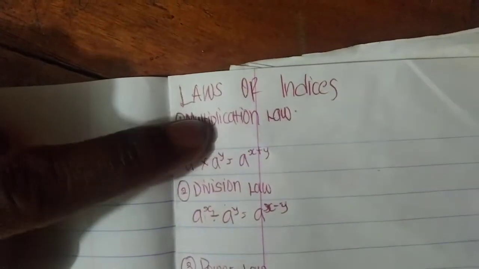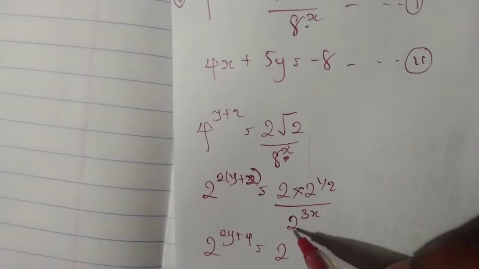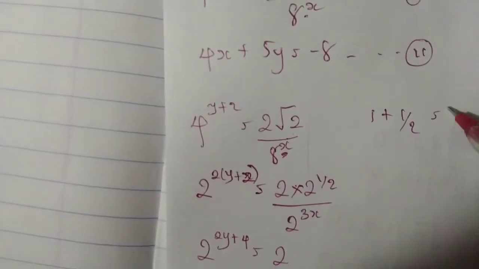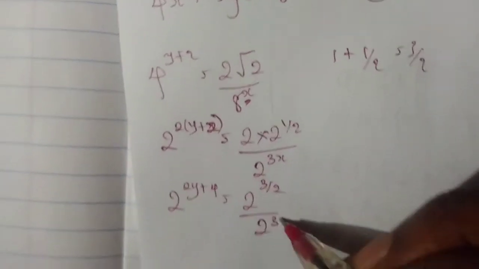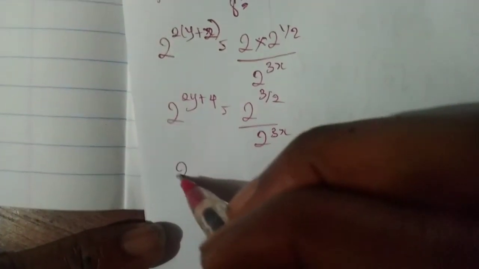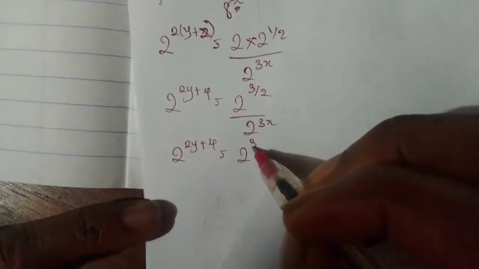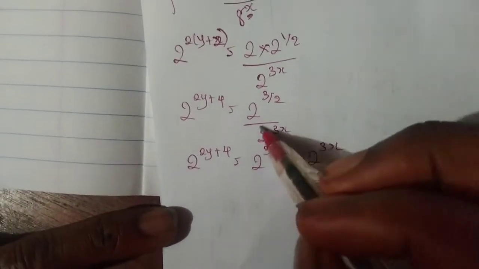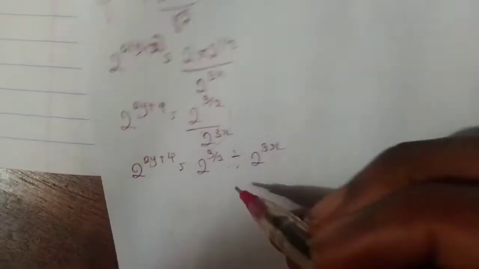in the multiplication law, they have the same number but different powers. So when we add 1 and 1 over 2, we get 3 over 2. I explained this previously, how I got it. This 3 over 2 is raised to the power of 3x. So you can have 2 to the power of y plus 2 is equal to 2 to the power of 3 over 2 divided by 2 raised to the power of 3x. I just wrote this whole thing in linear form. I didn't do anything special here.